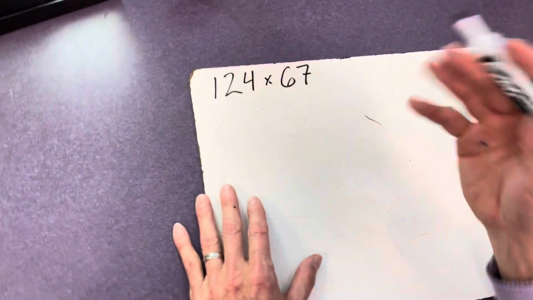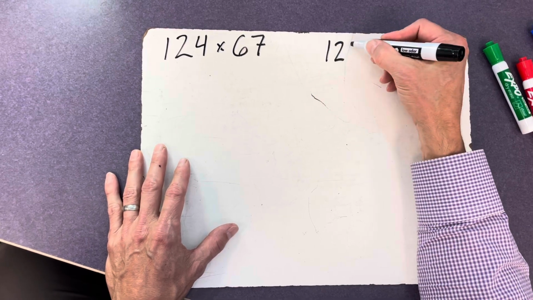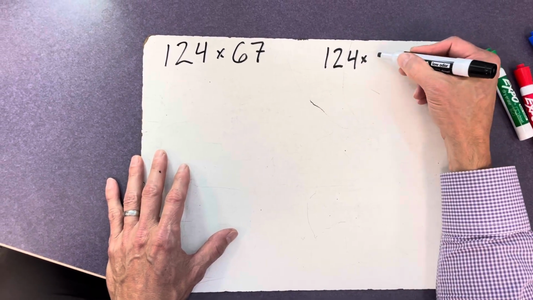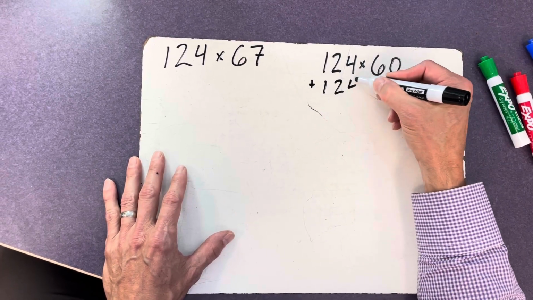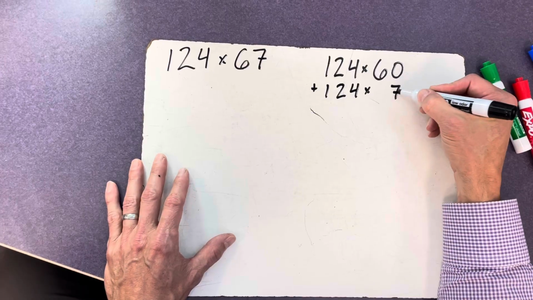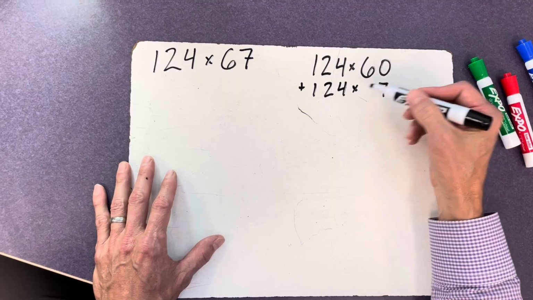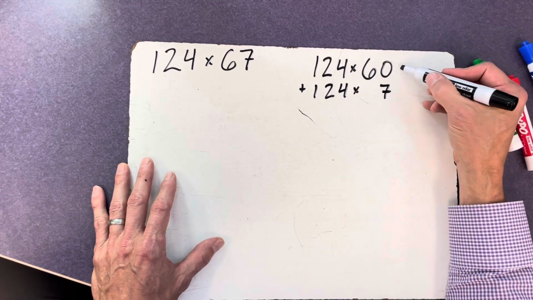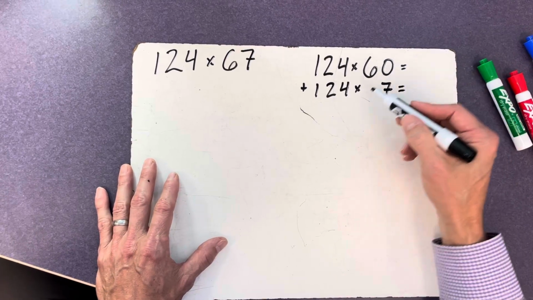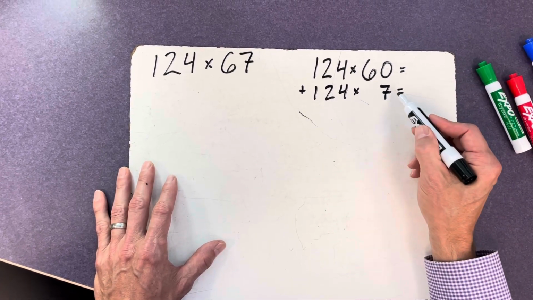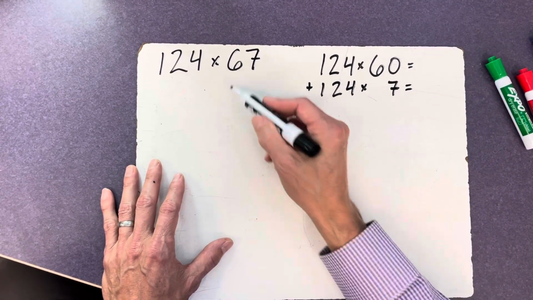And I told him, Glubtimus, well, this is actually the same thing as 124 times 60 plus 124 times 7. We're just going to do this as a break apart strategy, and then we add those two products together. So we're going to actually do 124 times 7 first, and we're going to add that to 124 times 60. Then we will know the product of those two.